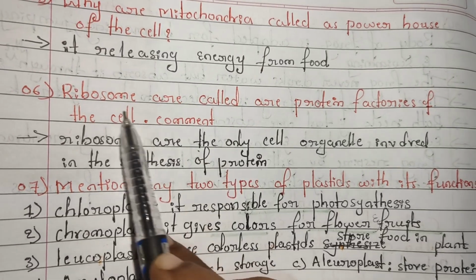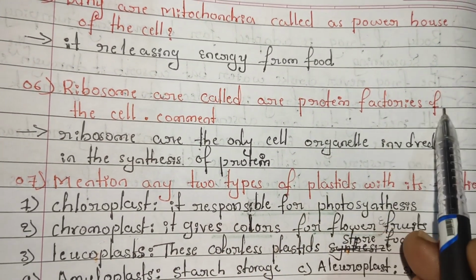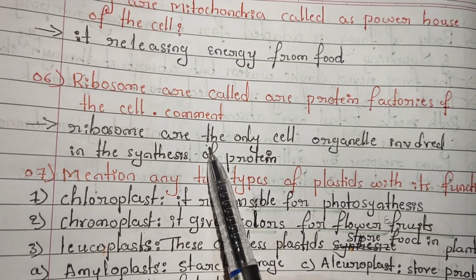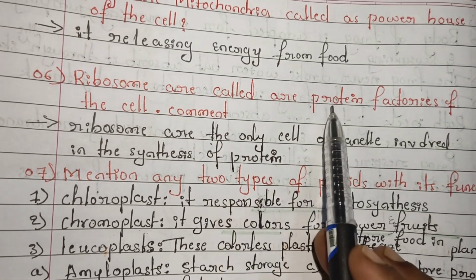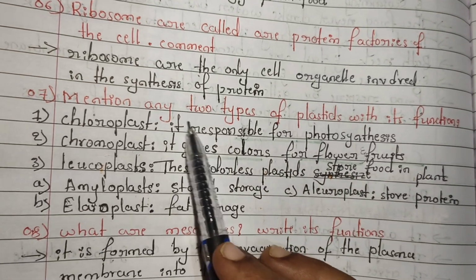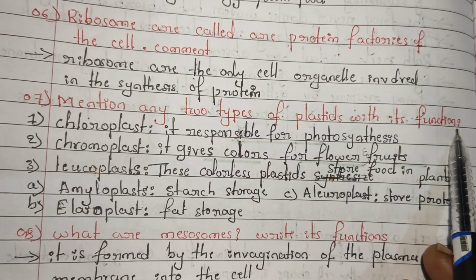And second one, ribosomes are called the protein factory of the cell. Comment. Because it is helpful for protein synthesis, so that's why we call it the protein factory of the cell. And next, mention any 2 types of plastid with their function.